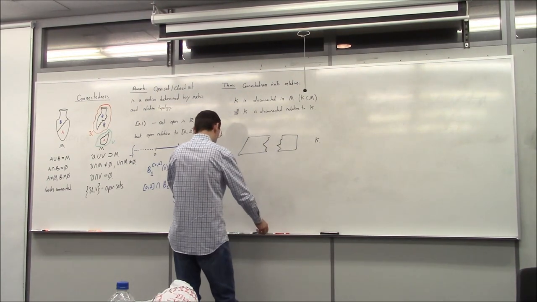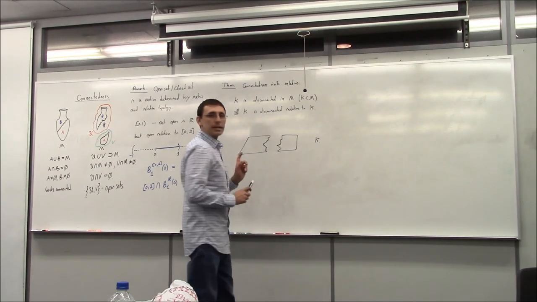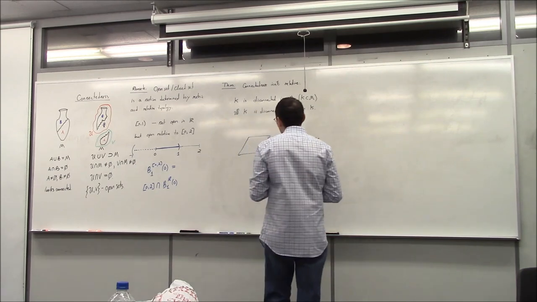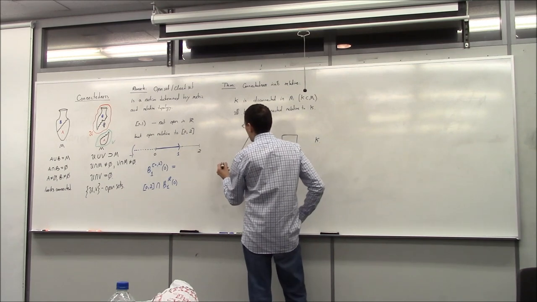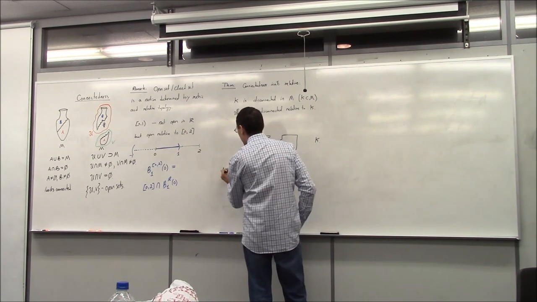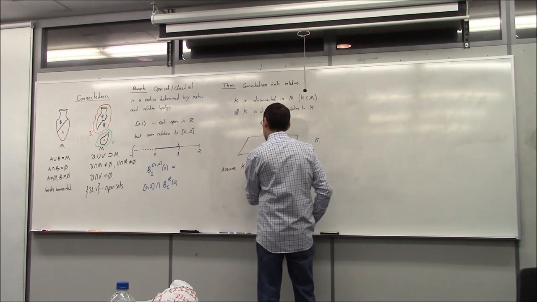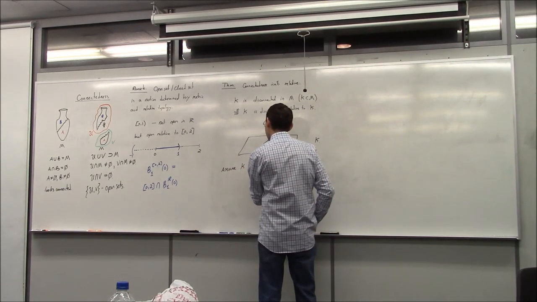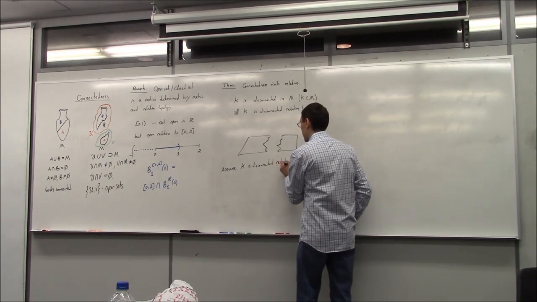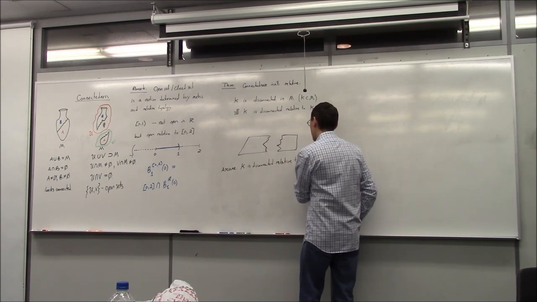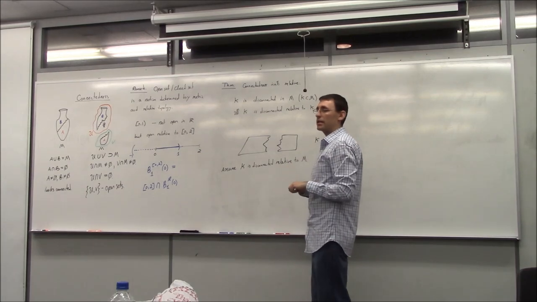So it's a bit delicate. Hopefully I will not get stuck in explaining. It's an easy idea, but you know. So let's go one direction. Assume K is disconnected relative to M. Okay? Assume it's disconnected relative to M.